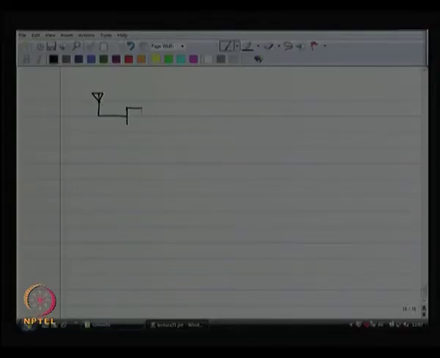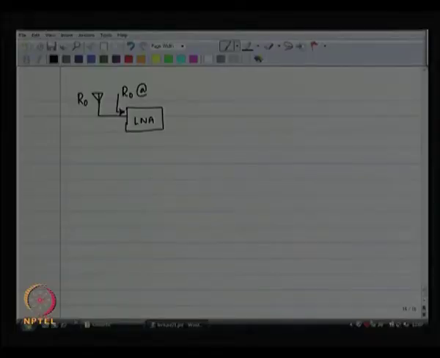So, the antenna is resistive or mostly resistive. All right. I want the input impedance of the low noise amplifier to be equal to R0 at the chosen frequency where the low noise amplifier is going to operate. How can I do this?